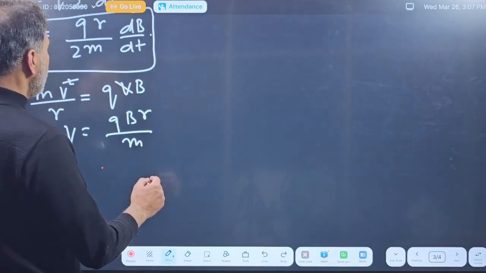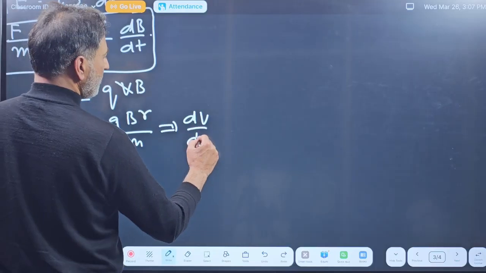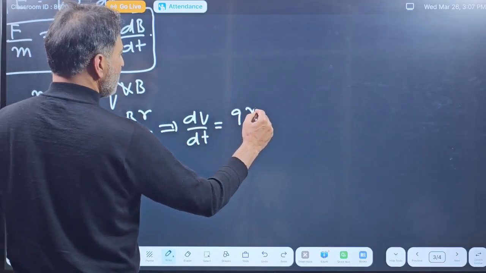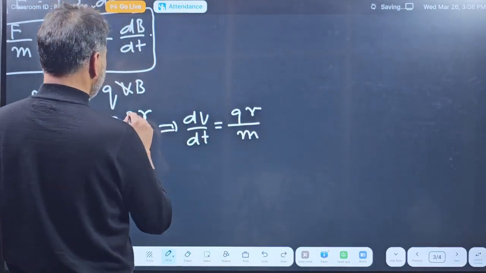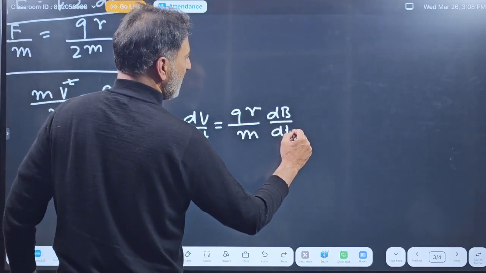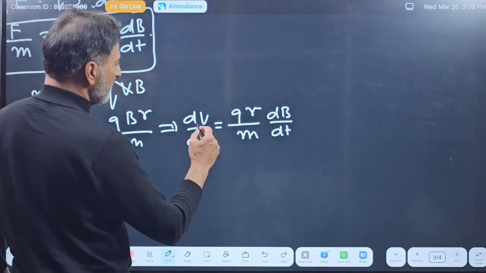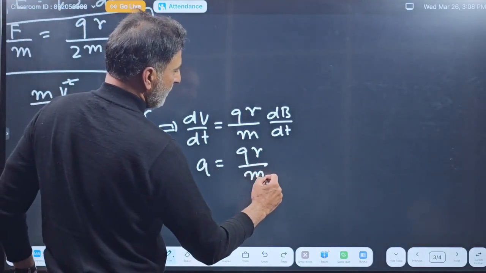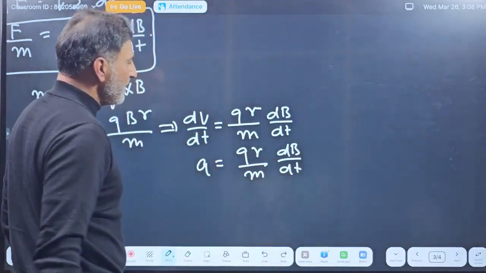And also, if we differentiate this, that will be dV by dt. Q is the same, R is the same because it has to remain constant, M is the same as mass, and the differentiation will be of B. But it is the differentiation of the magnetic field on the periphery of the circle, right? So again, it is acceleration. That is QR by M dB by dt, right?